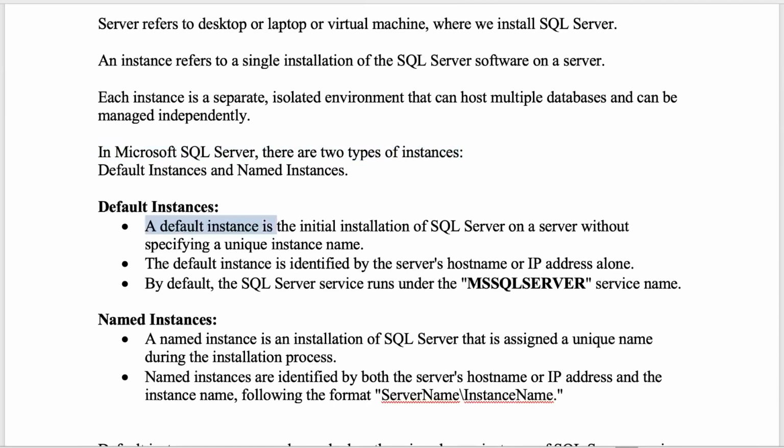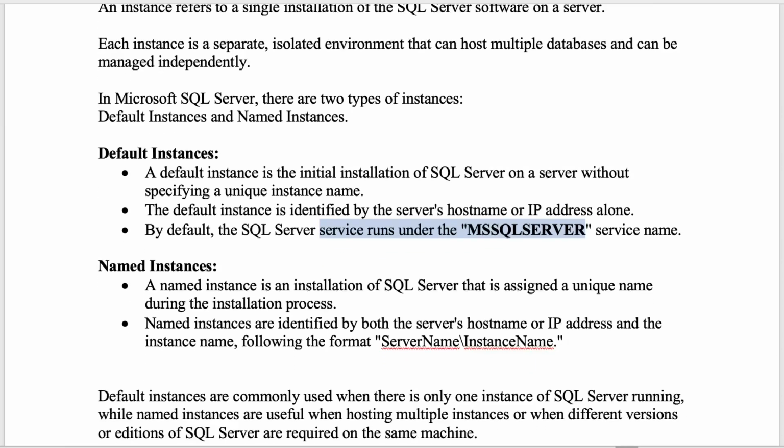Default instance is the initial installation of SQL Server on a server without specifying a unique instance name. The default instance is identified by the server's hostname or IP address alone. By default, SQL Server runs under the MSSQLSERVER service name.